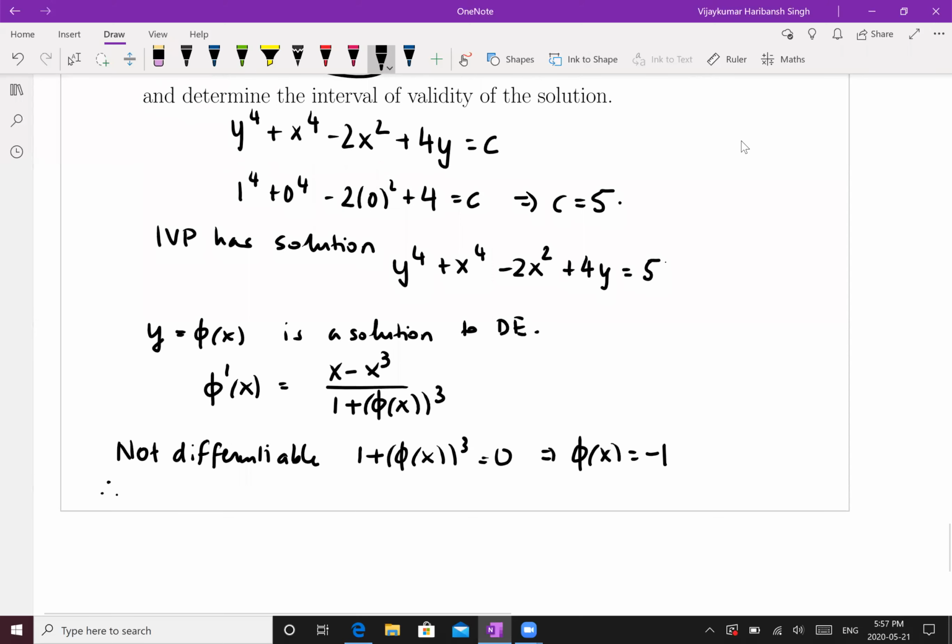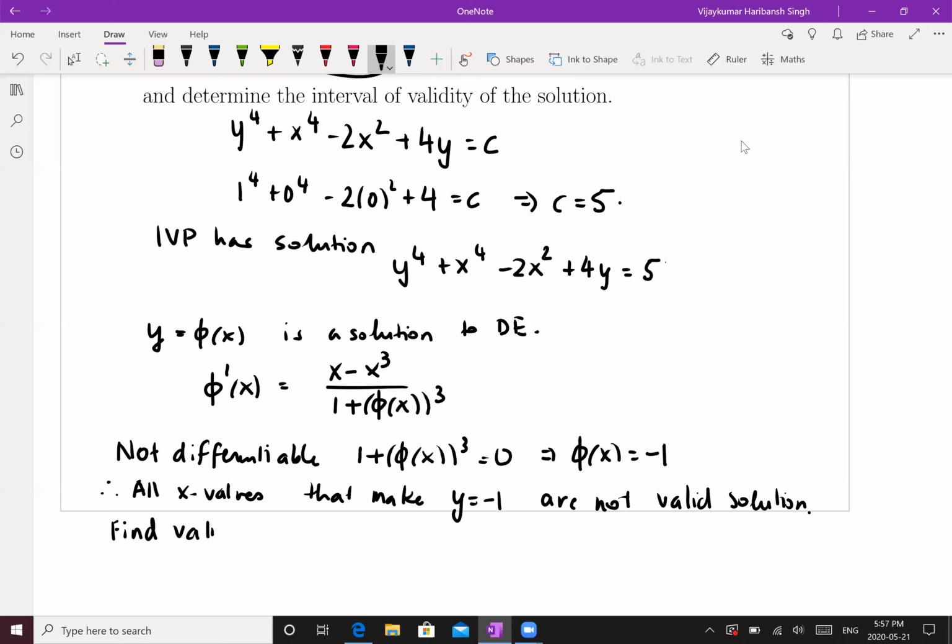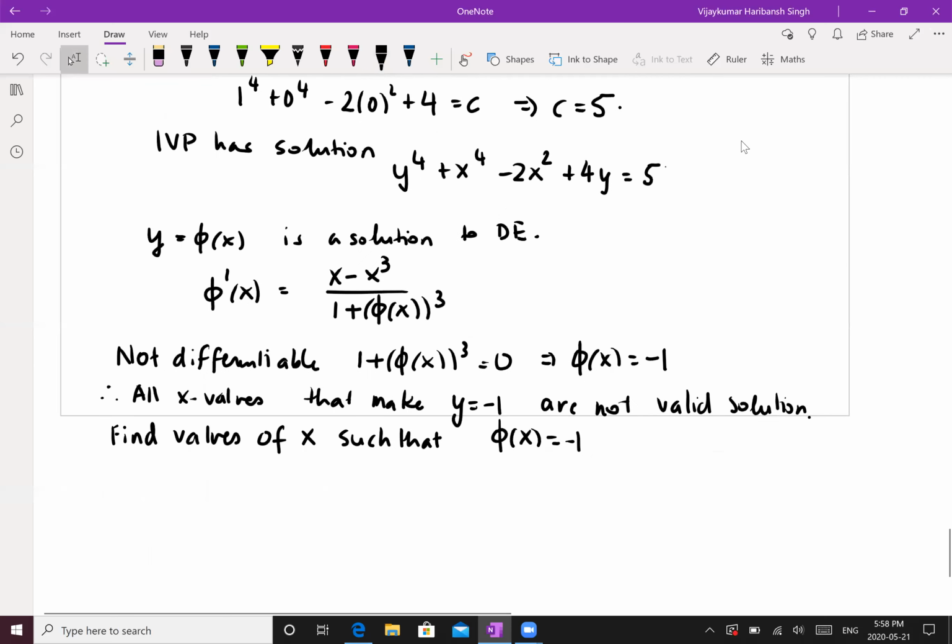Therefore, all the x values that make y, or phi of x, equal to minus 1 are not valid as solutions. So what we'll do is find out what those values of x are. So find the values of x such that phi of x equals minus 1, or y is minus 1. They're the same thing. So let's work it out.